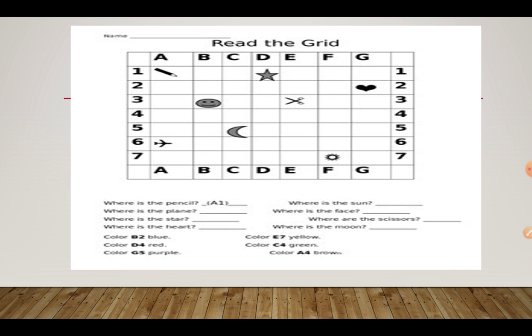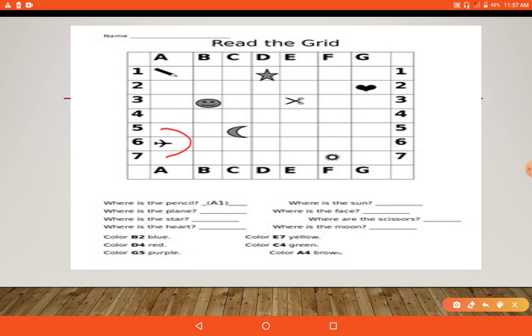Aeroplane, our second symbol, our second place to locate. Vertically it falls in A and horizontally it falls in number 6. So we are supposed to write A6, right? This is the aeroplane, okay? Vertically A and horizontally 6. So we are going to write A6, right?